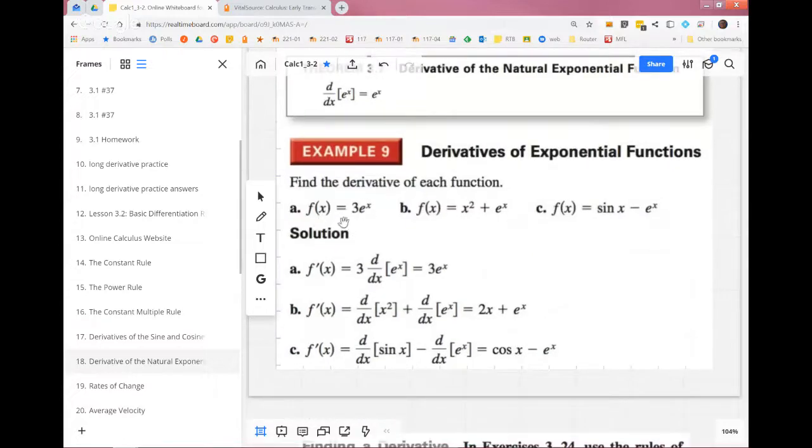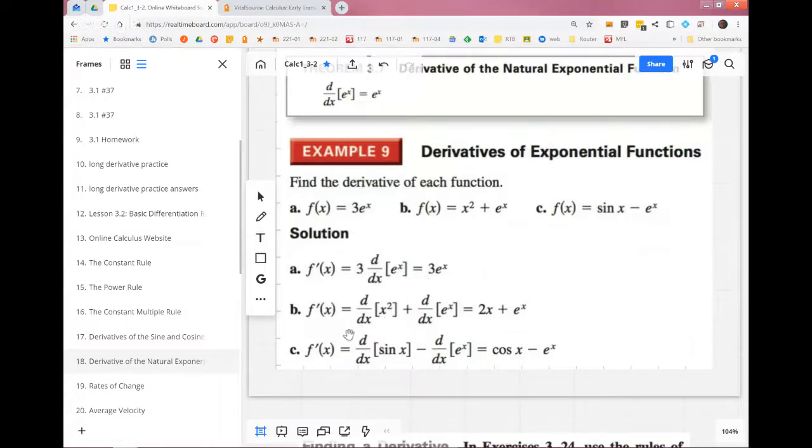So let's take this one, 3e to the x. Well, what do you do with a constant? Nothing. So you just leave the 3 there. And what's the derivative of e to the x? e to the x. So what's the derivative of 3e to the x? 3e to the x. So you just bring it in.